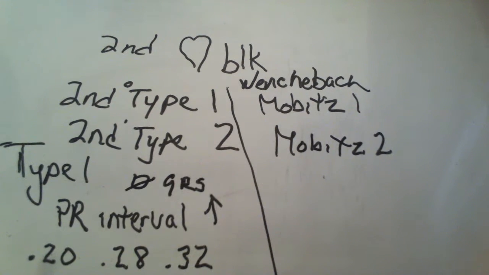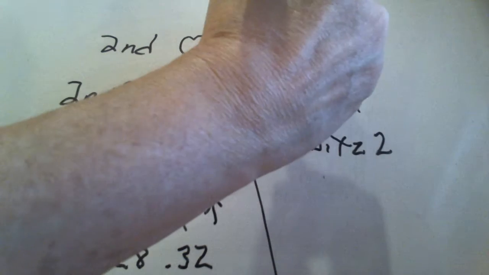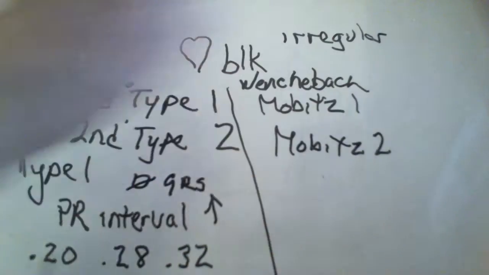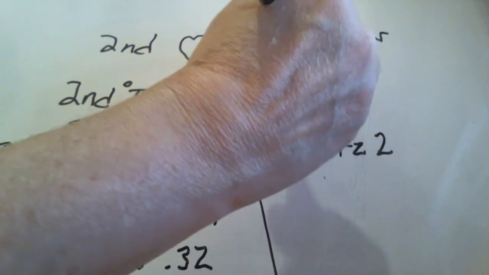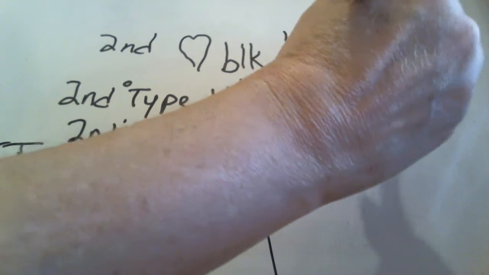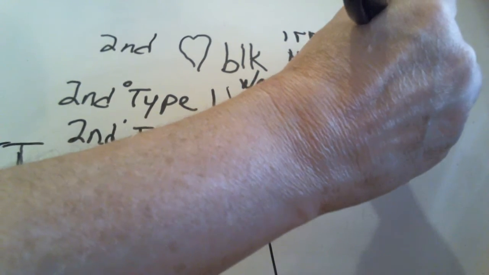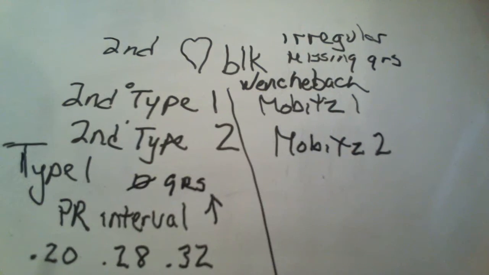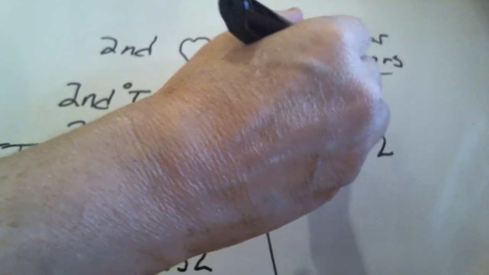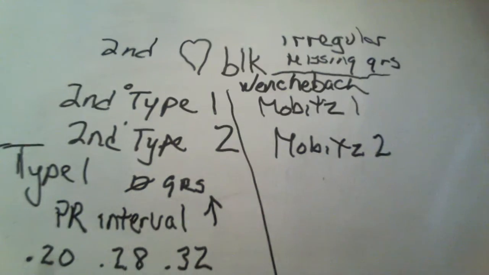The thing that is constant about second degree heart blocks is they are irregular. There's no consistency between R to R. They're irregular and they're missing QRSs. So if you're missing a QRS and your rhythm's irregular, you have a second degree block. No matter what you want to call it, you have a second degree block.